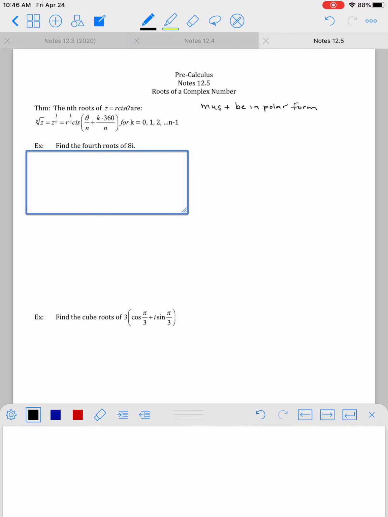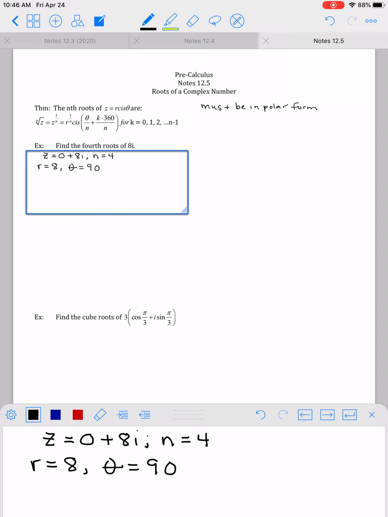So we want to talk about the fourth roots of 8i. That means in rectangular form, the real part is a 0, and then it's 8i. So that means it's pure imaginary. They want the fourth roots, so our n is going to be 4. And then we also know that our r value would have to be 8. And my theta, if I plot the point 0, 8, that would put me right on 90 degrees. And that's what I need to get started.